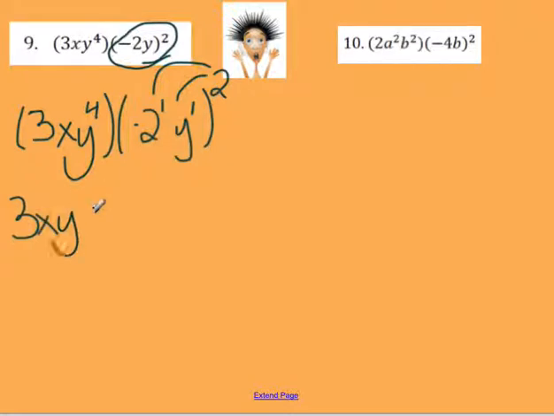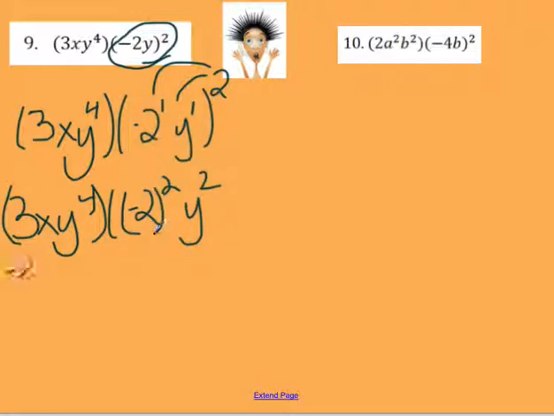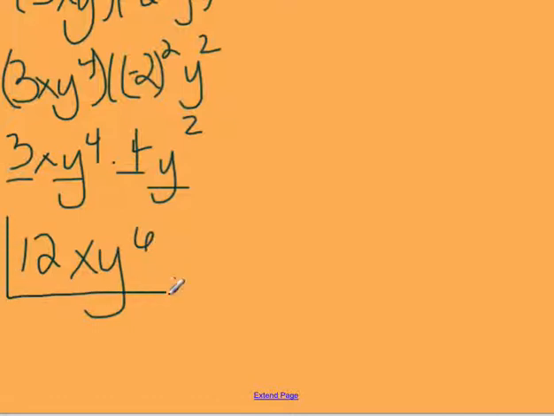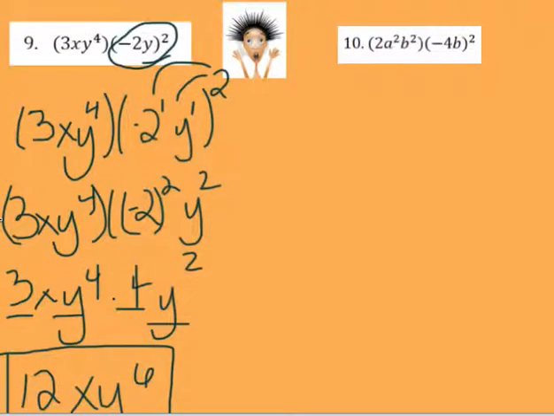So I have 3xy to the fourth, and then I have negative 2 squared and y squared. So let's go ahead and simplify that out. Whenever you square a negative number, it is going to become positive. So you have 3xy to the fourth, negative 2 squared is going to be 4, and then we have y squared. So 4 times 3, again multiplying those coefficients, is 12. X has nothing to be added to, so it's going to stay the same. Y to the fourth times y squared, we're going to add those exponents, and we get y to the sixth. So then I have 12xy to the sixth.